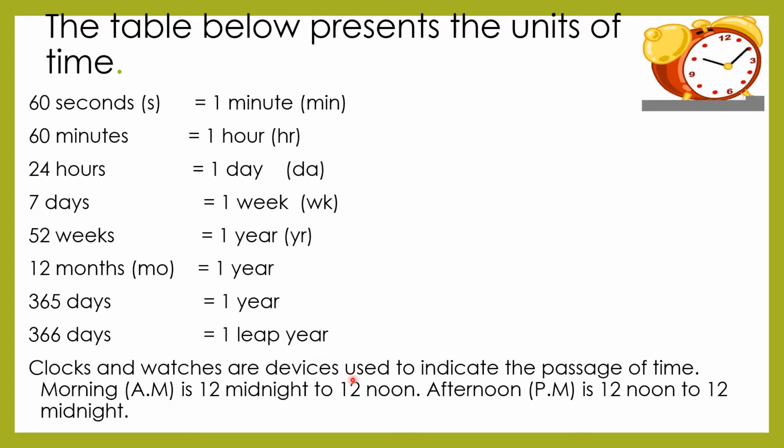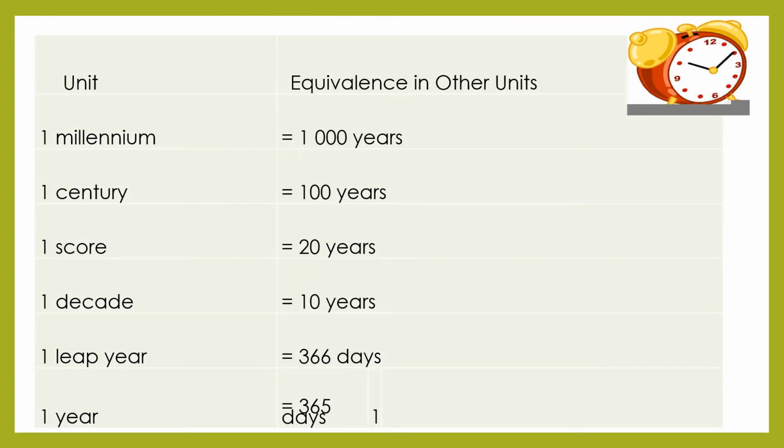Clocks and watches are devices used to indicate the passage of time. Morning is AM, from 12 midnight to 12 noon. Afternoon is PM, from 12 noon to 12 midnight. Okay, so 1 millennium equals 1000 years. 1 century is 100 years. 1 score equals 20 years. 1 decade equals 10 years. 1 leap year equals 366 days. And 1 year equals 365 days.